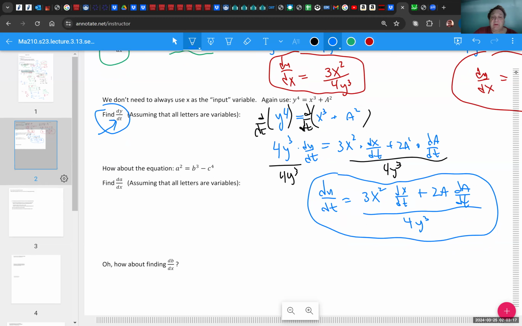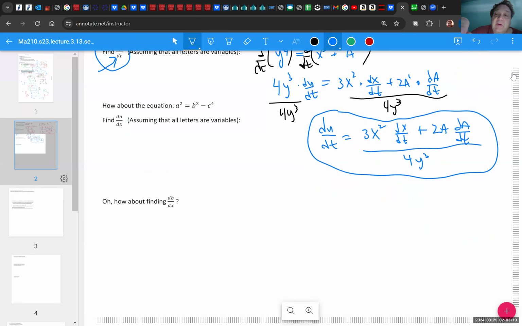All right, so a couple more quick ones. I changed up the equation a little bit here. So now I have a squared equals b cubed minus c to the fourth, kind of similar, but moved around a little bit. And I'm looking for dA dx. If you haven't already paused the video, it might be a great time to pause it. See if you can find dA dx.